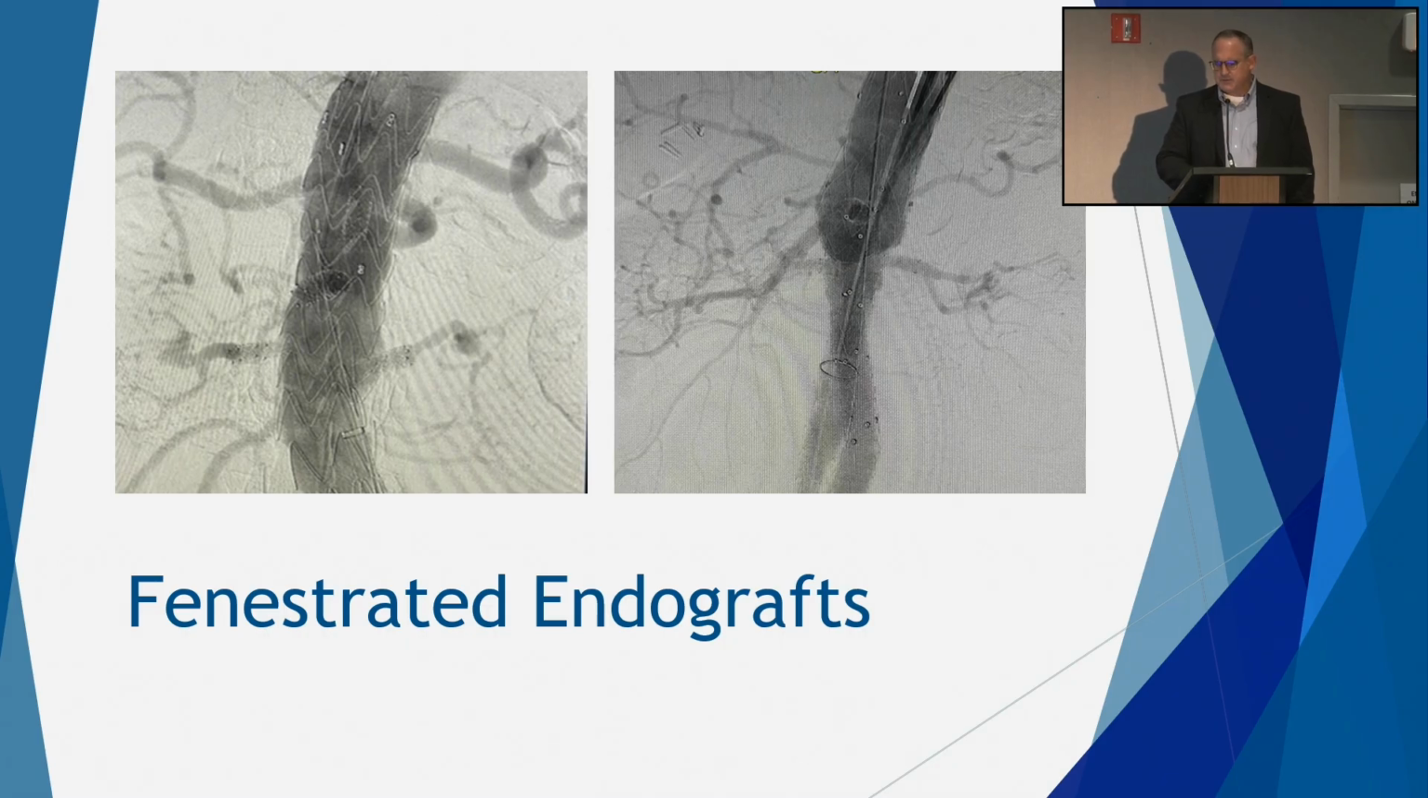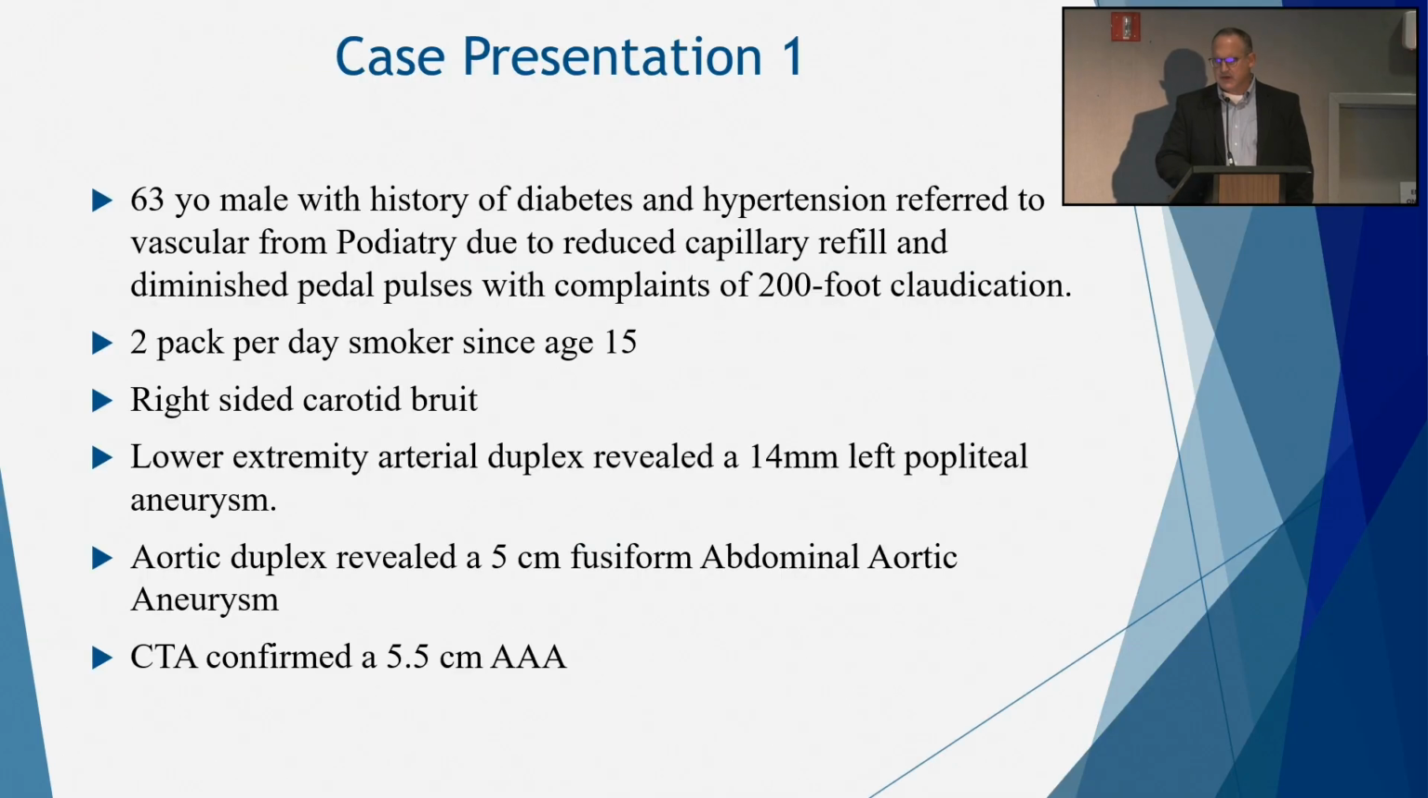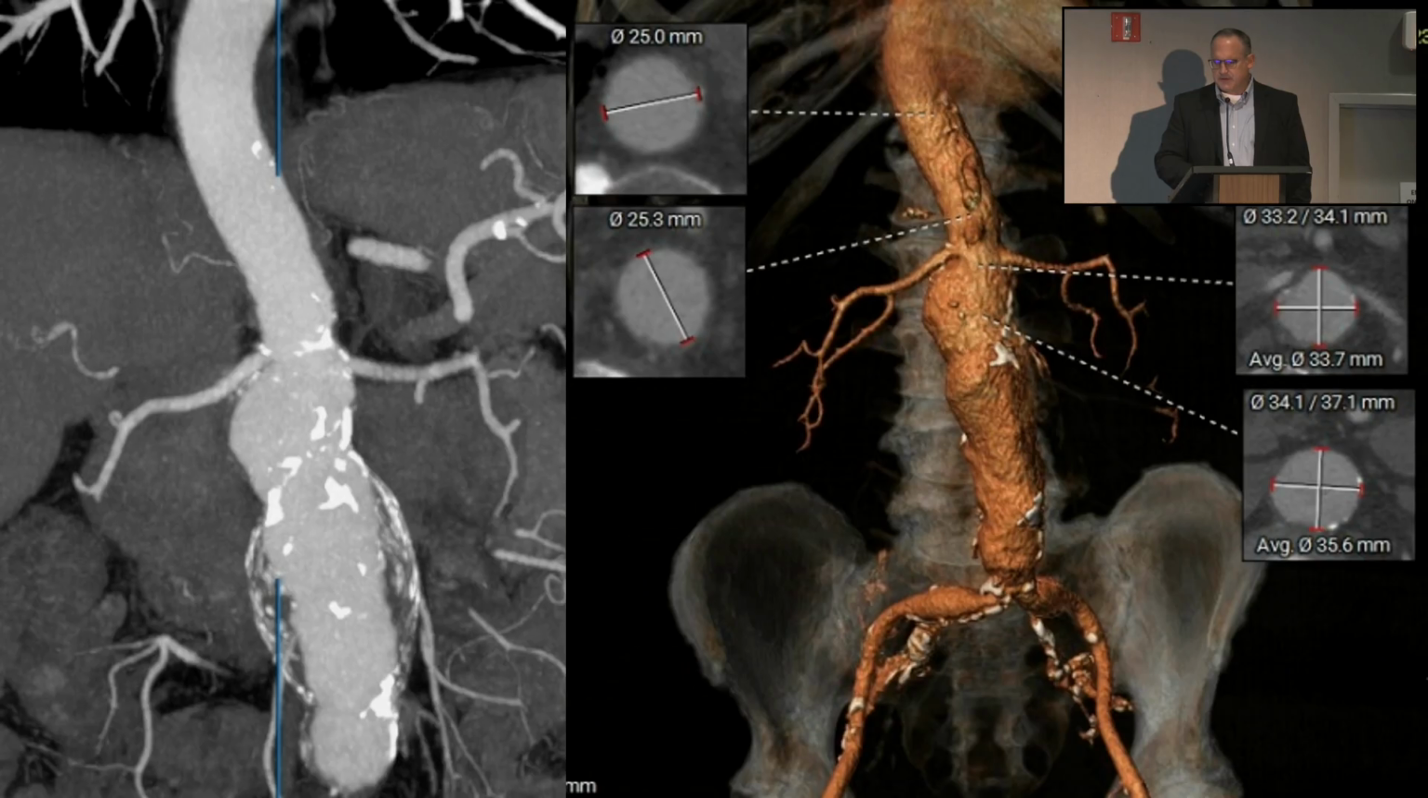The other option we have is fenestrated endografts, when we're dealing with a very difficult neck of the aorta. This is a 63-year-old male with diabetes and hypertension referred to us from podiatry. He was a 2-pack-a-day smoker, had a right-sided carotid bruit, and the workup revealed a 5.5 abdominal aortic aneurysm.